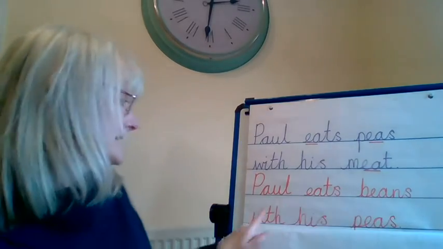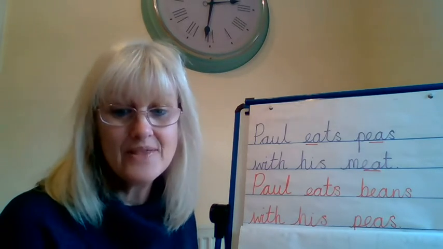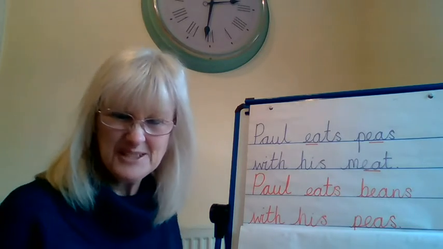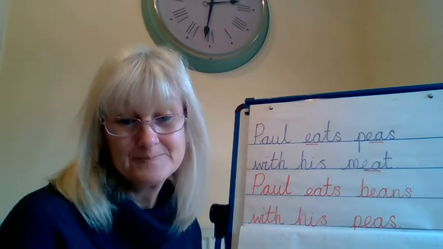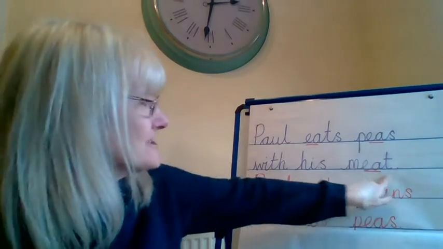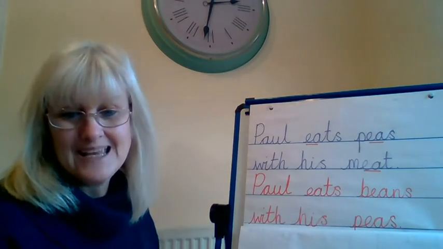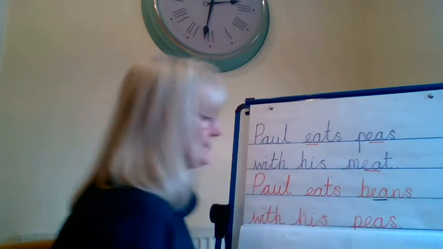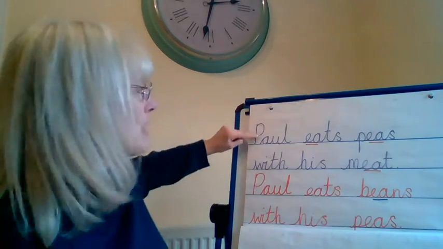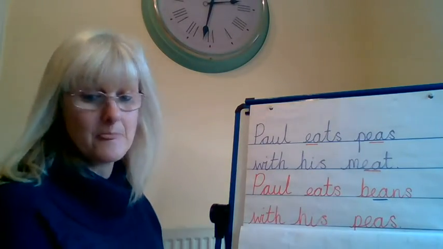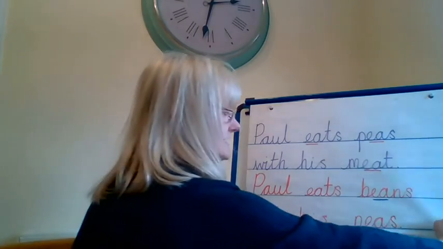Paul eats beans with his peas. Not sure I'd like to do that. They don't really go, do they? Okay, which word has been substituted? That's right. This one doesn't have the word meat in it, which is the new word that has been put into that sentence. It's the word beans, isn't it? We've still got the word peas, although it's in a different part of the sentence. So we started with Paul eats peas with his meat. Paul eats beans with his peas. And we'll have a look at the next one.